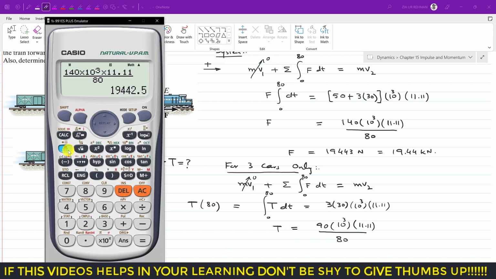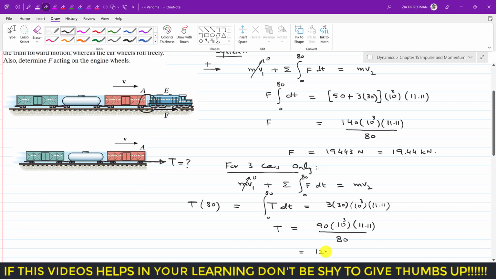So now when we solve this, this is 90 multiplied by 10 raised to the power 3 multiplied by 11.11 divided by 80. So this gives us 12,499 approximately, 12,499 Newton, or we can say that this is approximately 12.5 kilonewton. So this is that tension T which is developed in the coupling between the engine and this car A. So this is the solution of this particular problem.